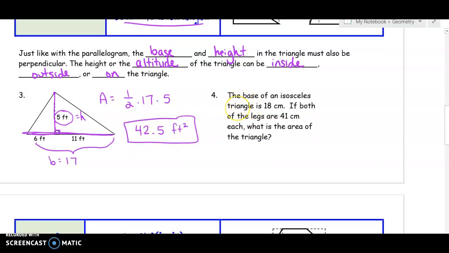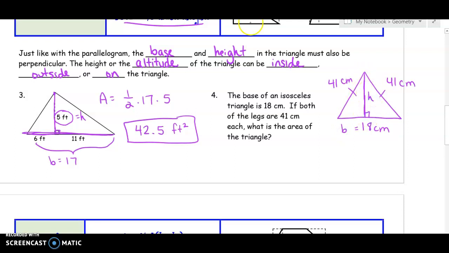The base of an isosceles triangle, so let's draw this out. The base of an isosceles triangle, so isosceles means two of the sides are congruent, is 18 centimeters. If both of the legs, so the legs are the two congruent sides, are 41 centimeters, what is the area of the triangle? In order to do this, we can treat 18 like our base, but the height is going to need to go from the top straight down. We don't know what the height is yet.